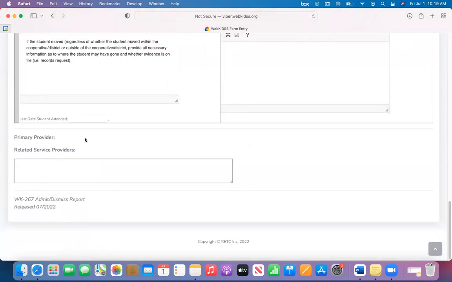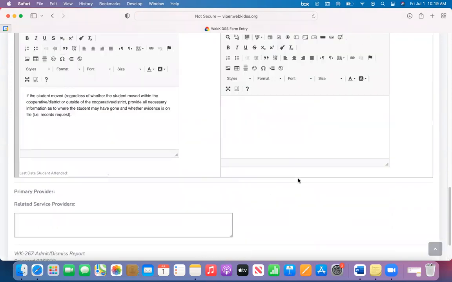Listing the primary provider here, that will automatically populate if there is one, and then a related service provider you can list here at the bottom. So that way that the MIS person is aware of all the people involved with the student.